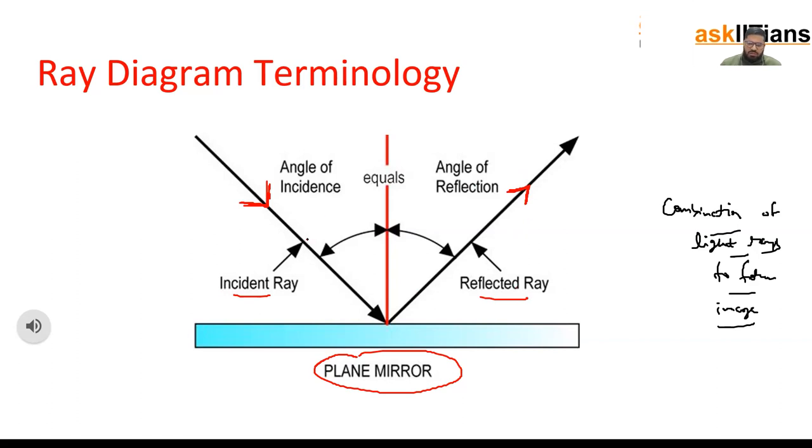Okay. Now see, this is the angle. This red line is the normal. This red line is known as normal. Normal means perpendicular to the surface on which the reflection is going on. And the angle between the normal and the incident ray is known as the angle of incidence. And the angle between the normal and the reflected ray is known as the angle of reflection. So these are the basic terminologies. We are getting the basic idea about these terminologies: incident ray, reflected ray, normal, angle of incidence, angle of reflection.